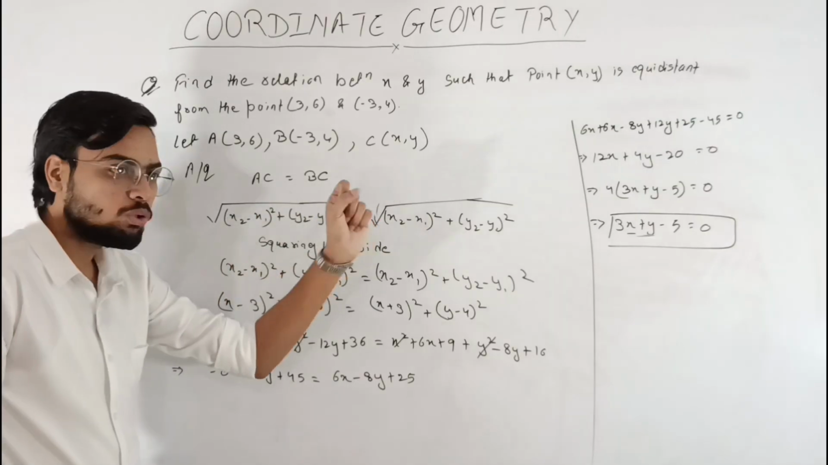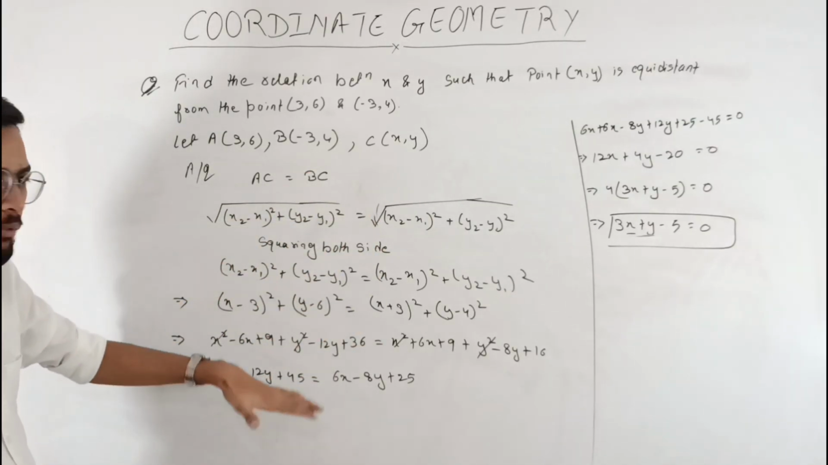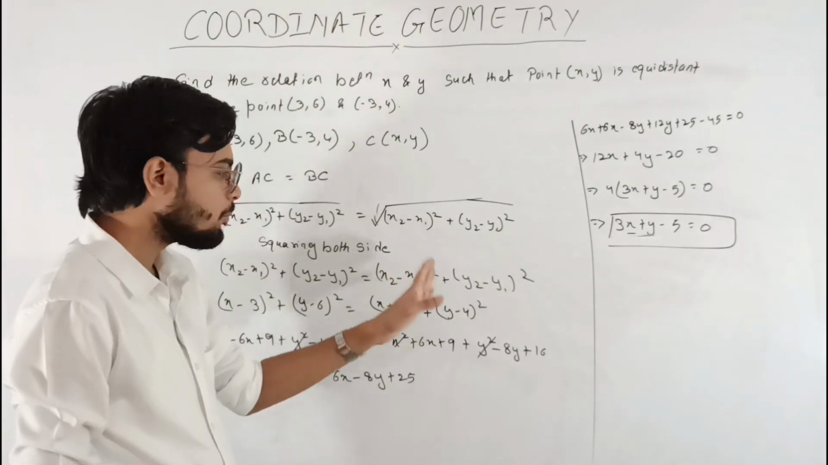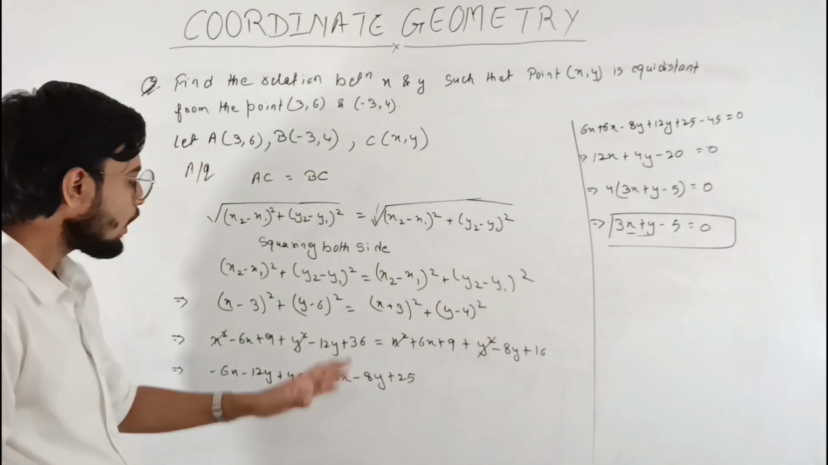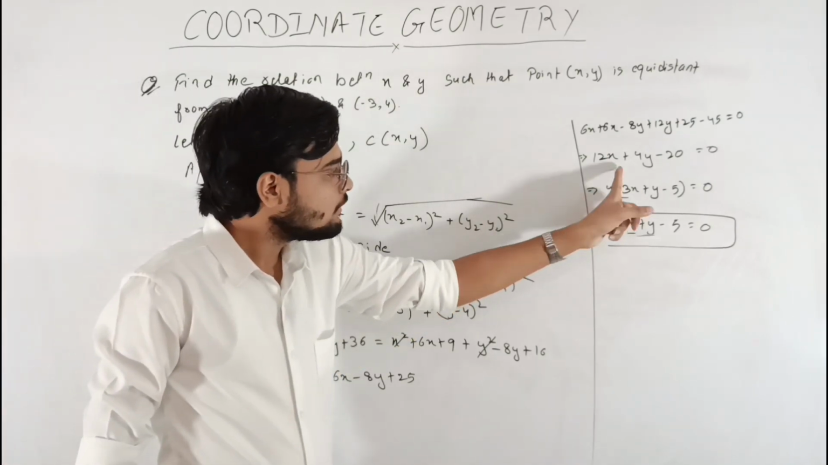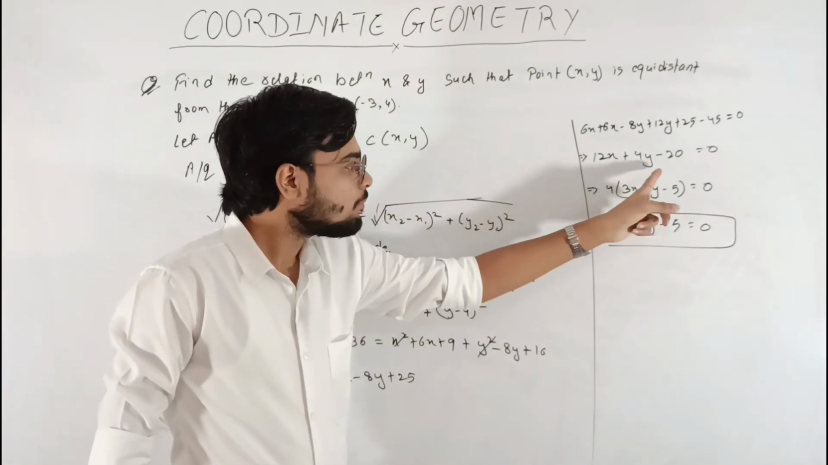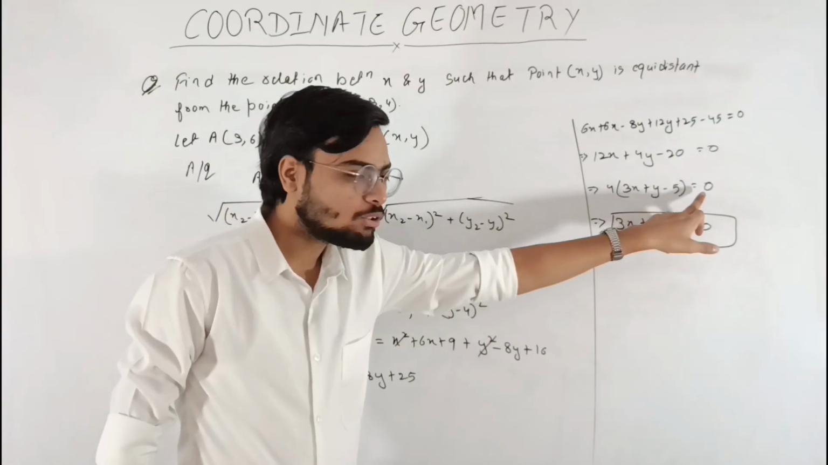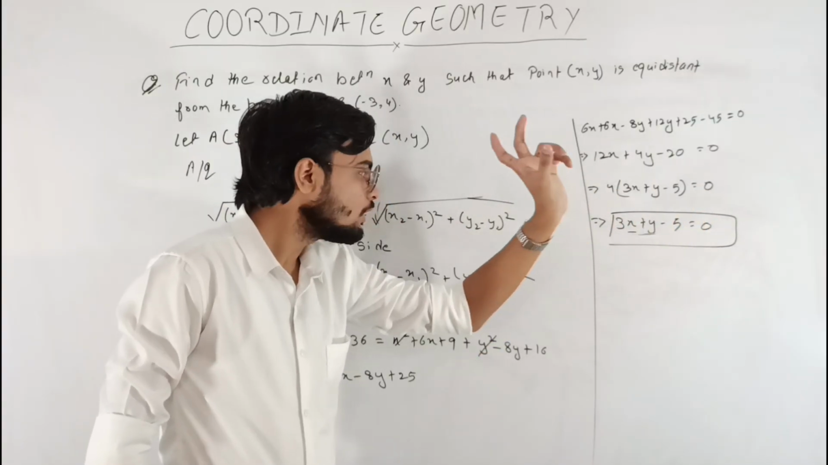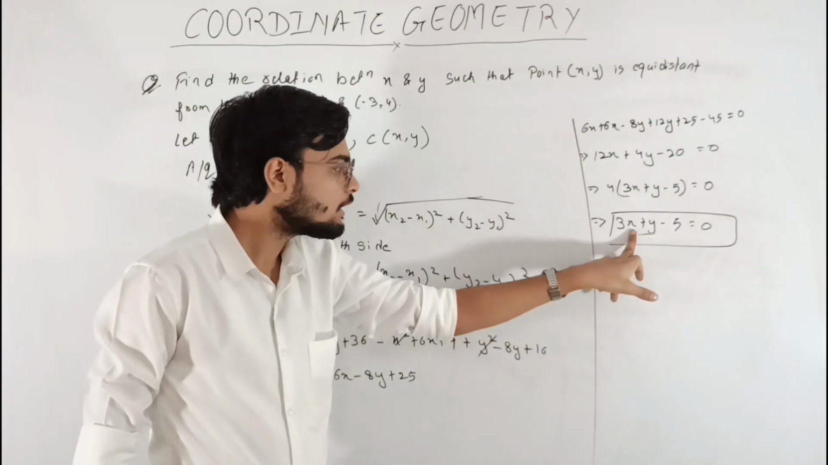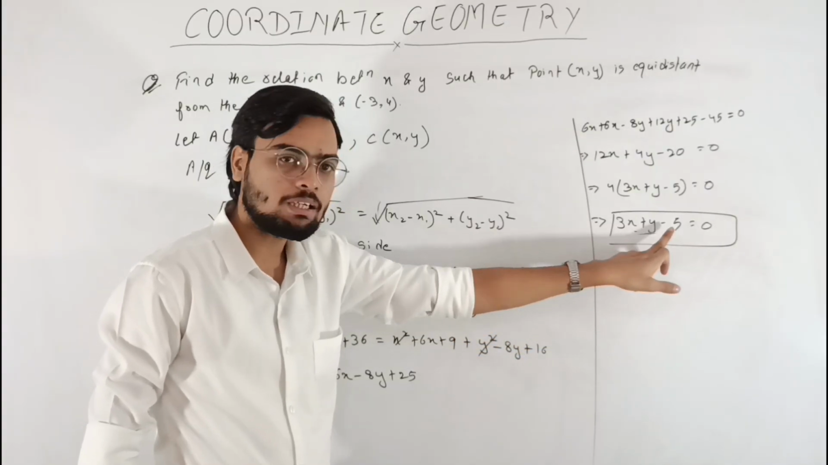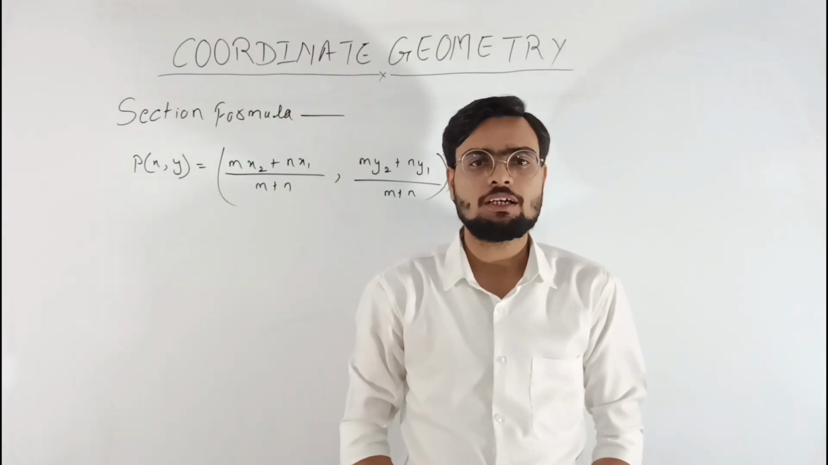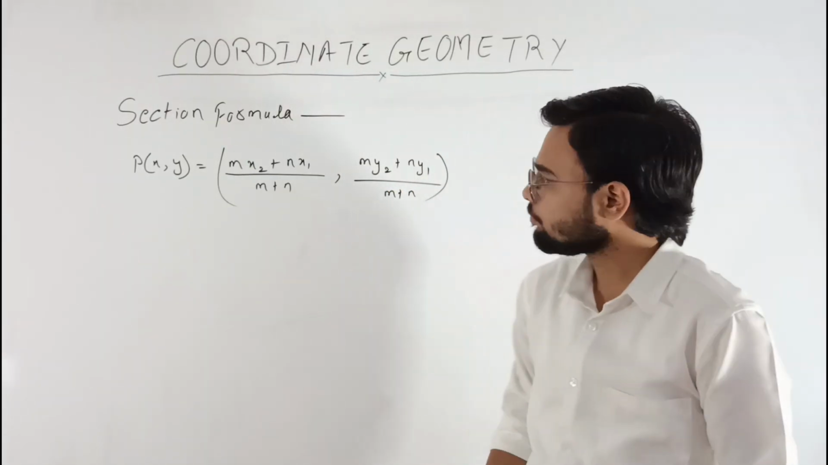So for cancelling this root, I do squaring both sides. Now after squaring both sides, I have (x2 minus x1) square plus (y2 minus y1) square is equal to (x2 minus x1) square plus (y2 minus y1) square. Now after calculating, I get this relation, which is 12x plus 4y minus 20 is equal to 0. Now after this, I take 4 common, then I am left with 3x plus y minus 5 is equal to 0. This 4 goes this side and becomes 0. So our required relation between x and y is 3x plus y minus 5 is equal to 0. Understood?